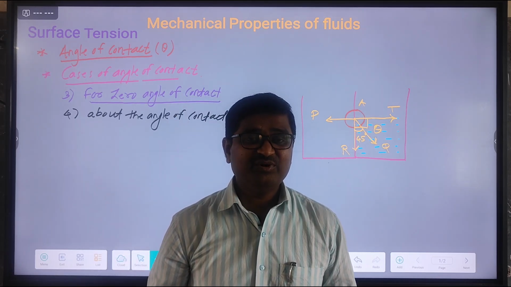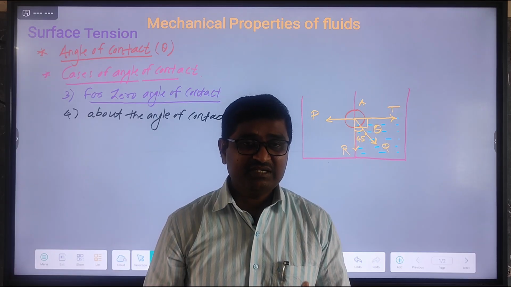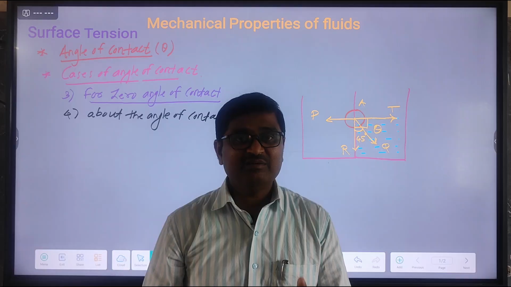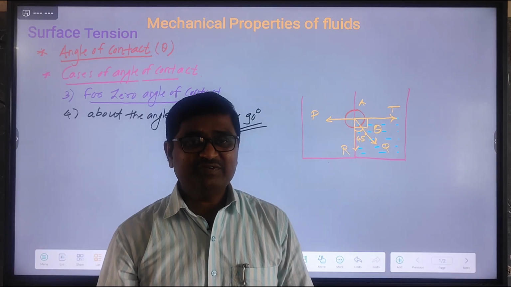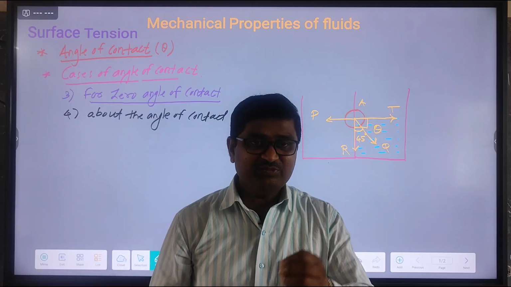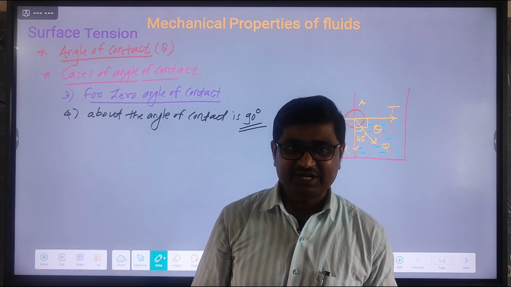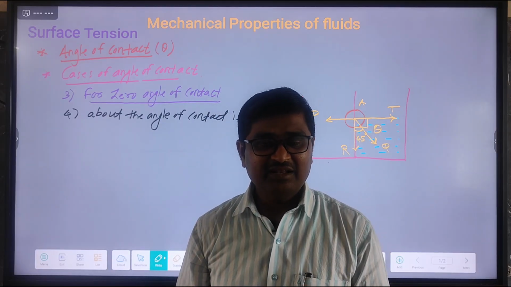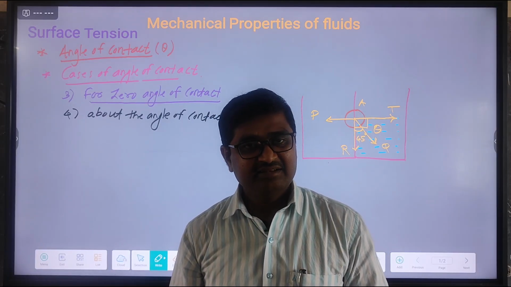That is a very important concept according to surface tension. Can you get the definition of angle of contact? When the solid is in contact with liquid, the angle between the tangent drawn on the free surface of liquid or the free surface of solid at the point of contact, measured inside the liquid, is called the angle of contact. And they are all important cases: acute angle, obtuse angle, zero angle, and 90 degree angle. Get it clear?